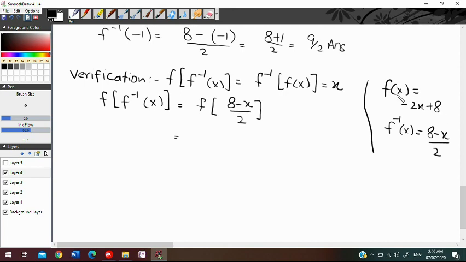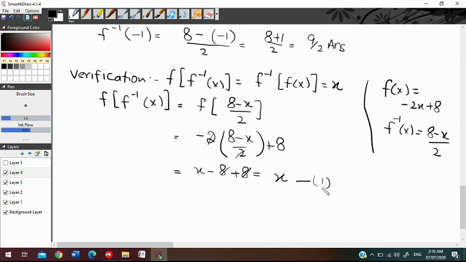When we substitute this in the function f, we get the input multiplied by minus 2 plus 8. So 8 minus x divided by 2 is our input. We multiply by minus 2 and add 8. Now simplify this equation. The 2 will be cancelled with this 2, and we get x minus 8 plus 8, which is equal to simply x. This is the first part, the first equation.